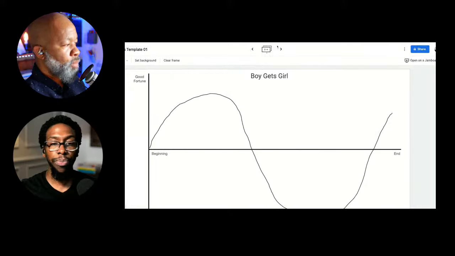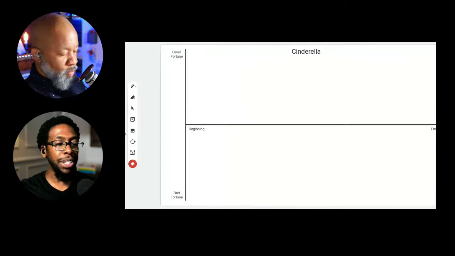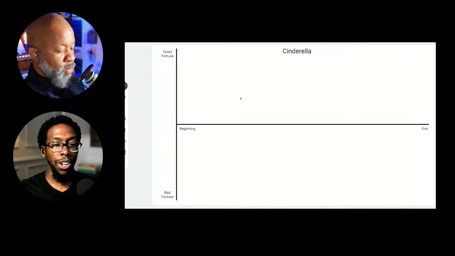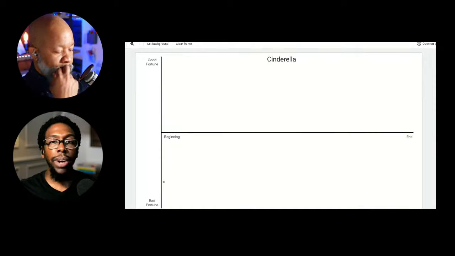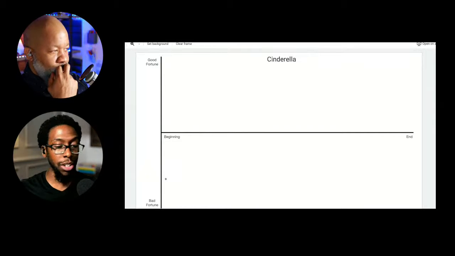Here's the last one. This one is the most complex. Actually, I love doing this one, Rob. This one is called The Cinderella Story, for obvious reasons. Cinderella starts very much in bad fortune, the opposite of Boy Meets Girl and Man in the Hole.